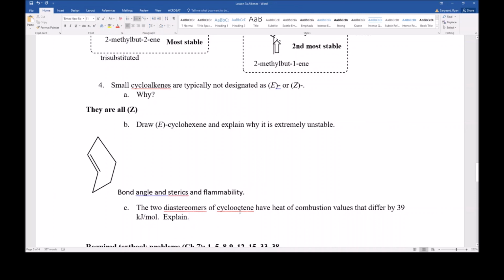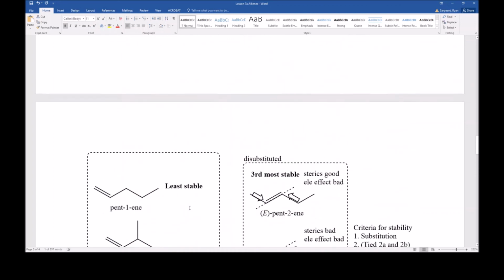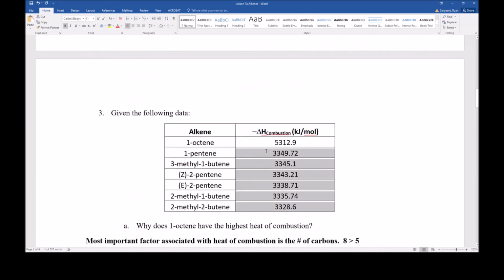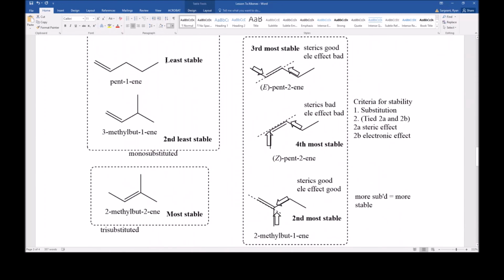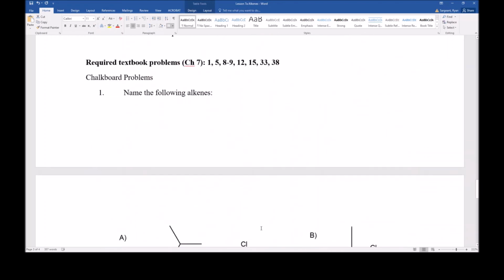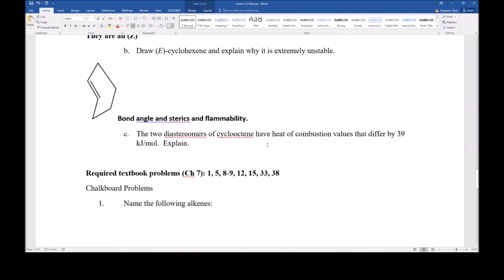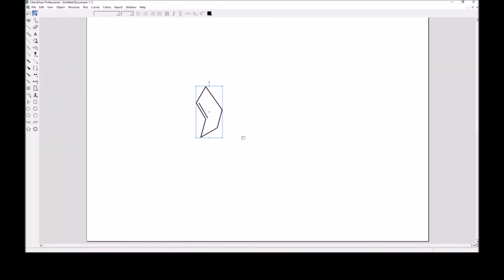The 2 diastereomers of cyclooctene have heat of combustion values that differ by 39 kilojoules per mole. To appreciate how impressive that is, the difference between all of these different alkenes that we looked at was 349 on the high end and 3328, a difference of just about 21 kilojoules per mole. So on this list, my least stable version of a 5-carbon alkene was 21 kilojoules per mole less stable than the most stable version I saw. And when we look at cyclooctene, they differ by 39 kilojoules per mole. That's a large difference.